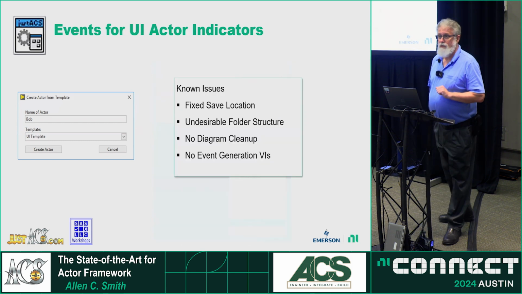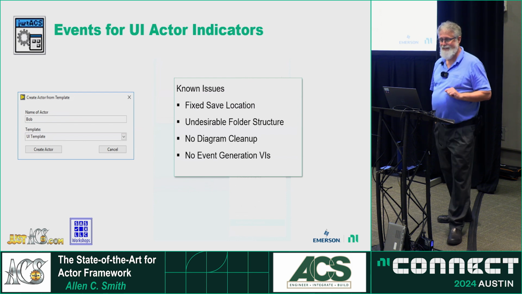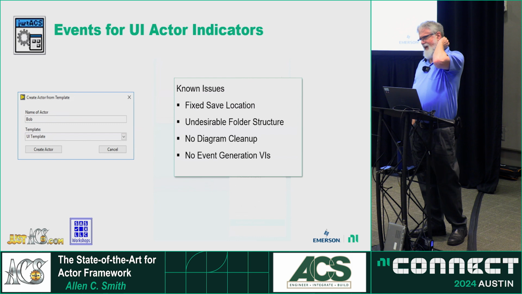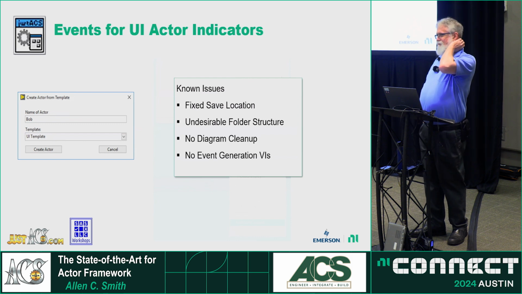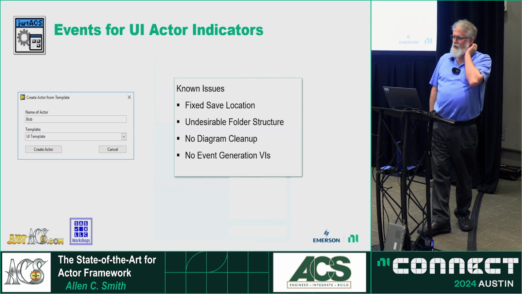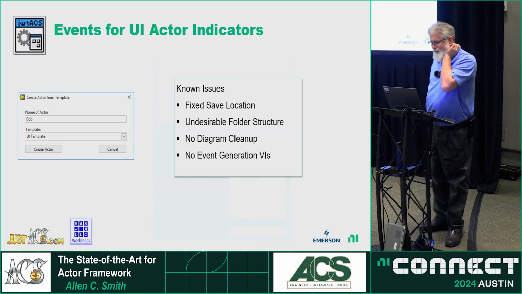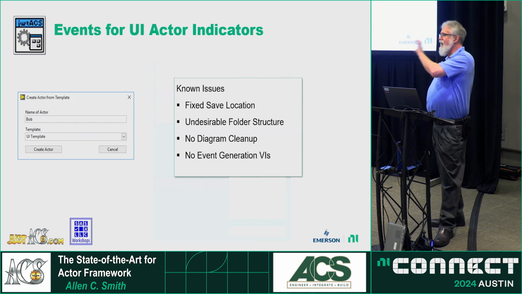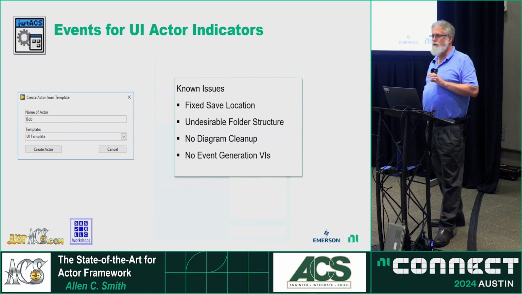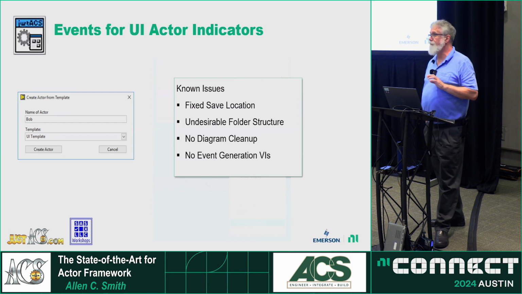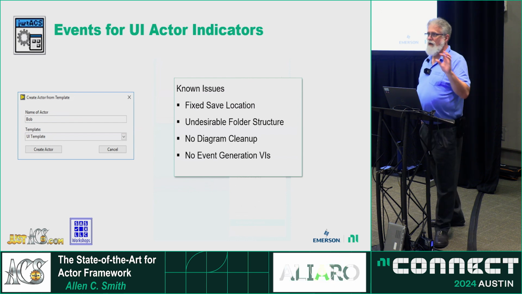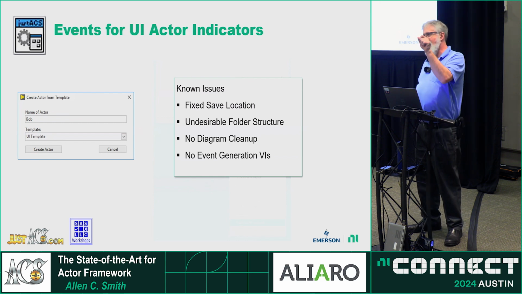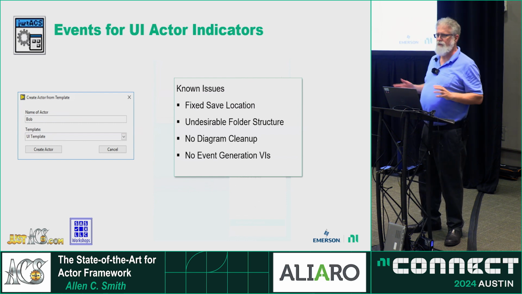It has a few issues, being honest. And these are things that I'm looking at and I need to change. And because these are like pain points for me today, the odds of my fixing them go way up. We tend to fix the things that cause us pain. It saves that new UI actor to a fixed location, which may not be the one you want. And it puts an undesirable folder structure around the actor, which is that the library and the actor and all of its methods wind up in the same folder.